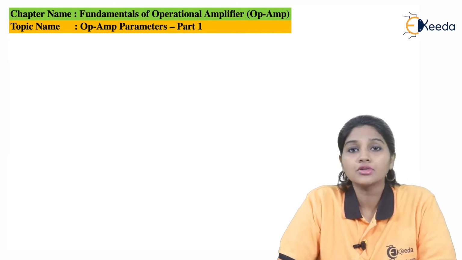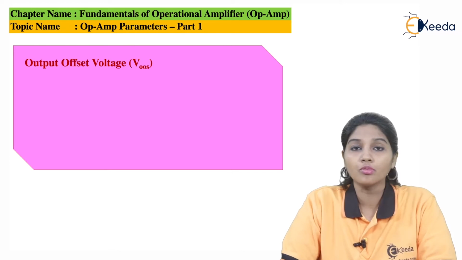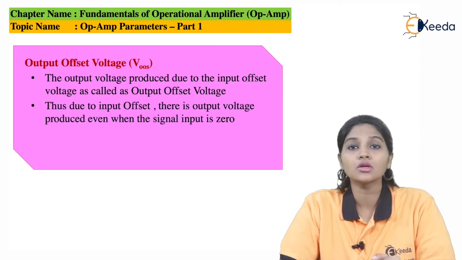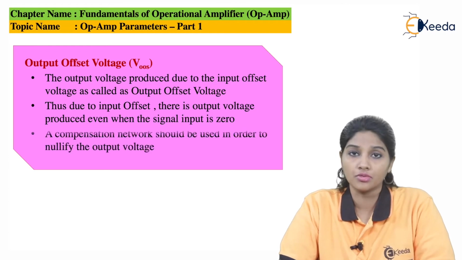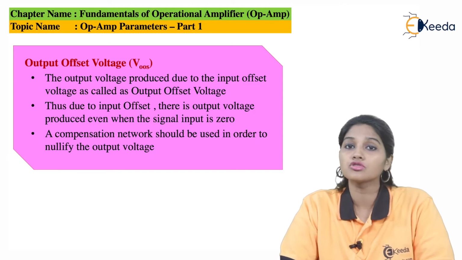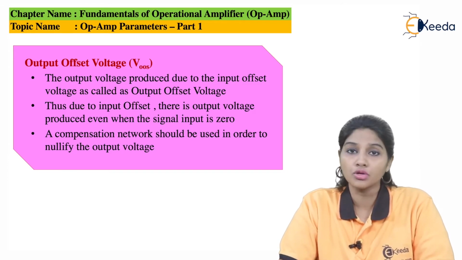Now, the next parameter that we are going to consider for selecting an op-amp is the output offset voltage. As we just saw, the input offset voltage is the voltage that we apply at the input terminal. So the output offset voltage is the voltage that appears at the output because of the input offset voltage. The output is supposed to be zero when there is no input signal.